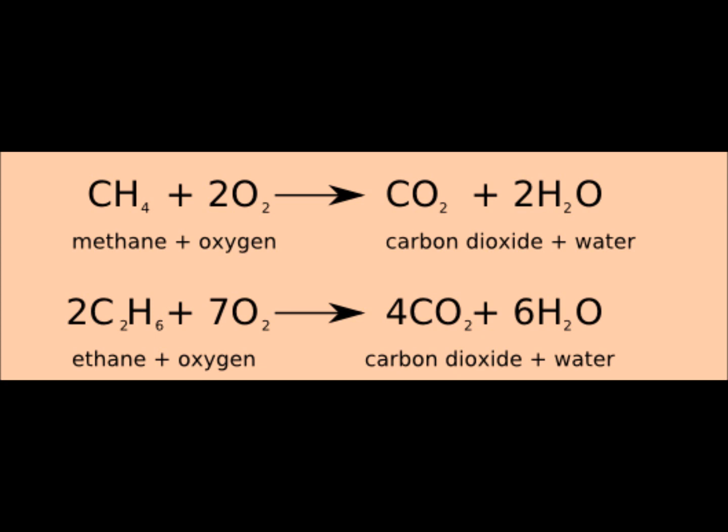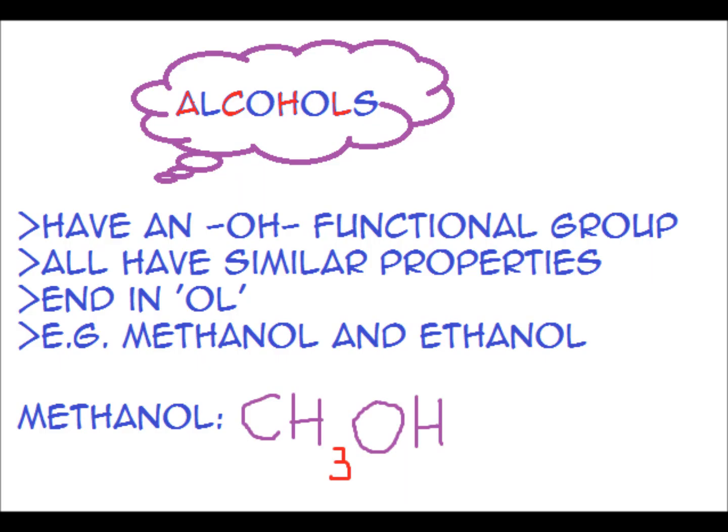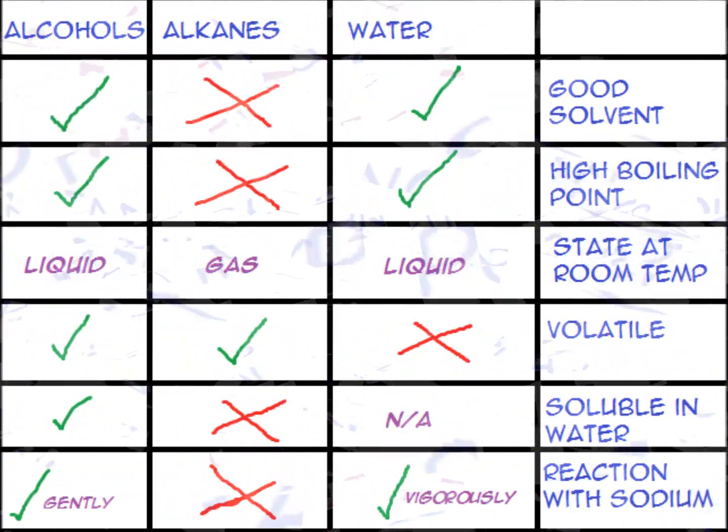Alcohols. They have an OH functional group, all have similar properties, and end in -ol, e.g. methanol and ethanol. Alcohols and water are good solvents, but alkanes are not. Alcohols and water have a high boiling point in comparison to alkanes. At room temperature, alcohols are liquids, water is a liquid, and alkanes are gases.